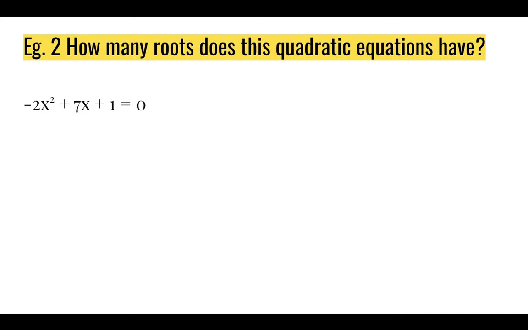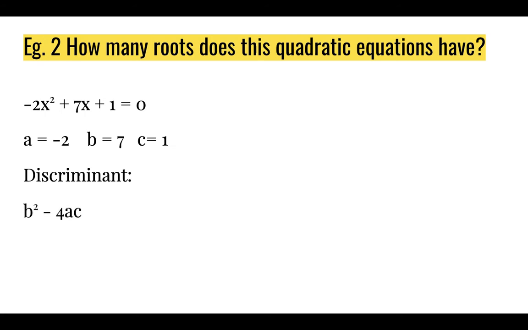So what about this equation? We've got negative 2x squared plus 7x plus 1 equals 0. Okay, so let's label our A, B, and C. So A is -2, B is 7, and C is 1. Let's remind ourselves what the discriminant is. Well, it's B squared minus 4 times A times C.